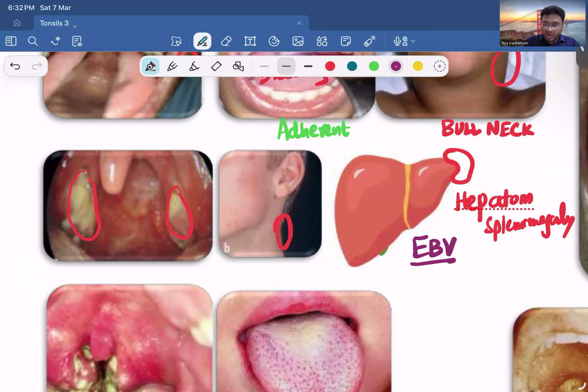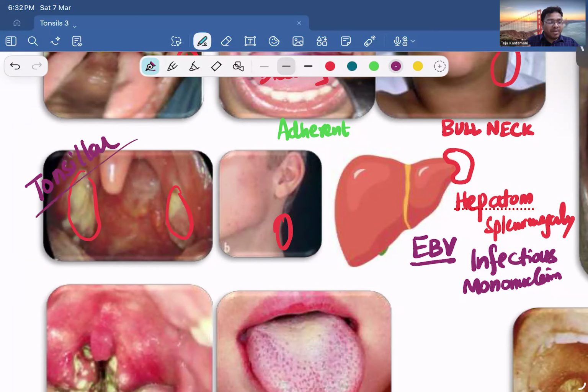And the condition is known as infectious mononucleosis. It's a viral disorder caused by Epstein-Barr virus. You will have tonsillar exudate like this. A membrane will be formed, and this membrane surprisingly is due to Epstein-Barr virus. And you have posterior neck lymph nodes, and hepatosplenomegaly.